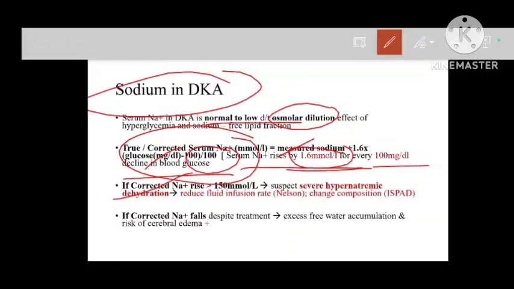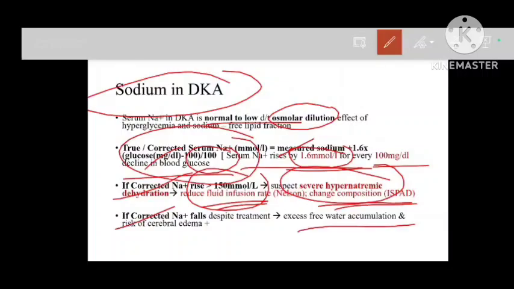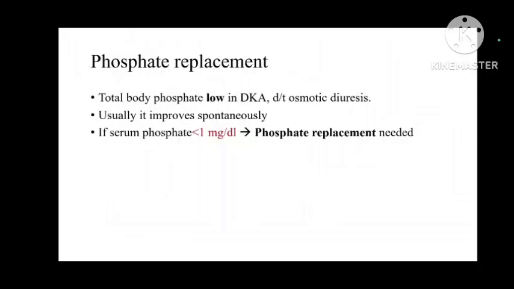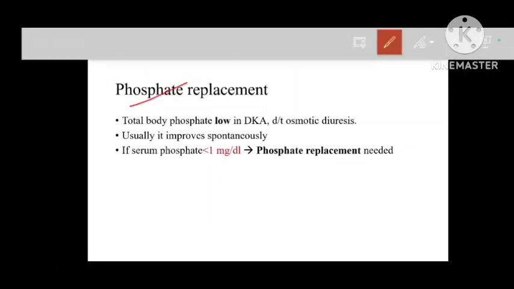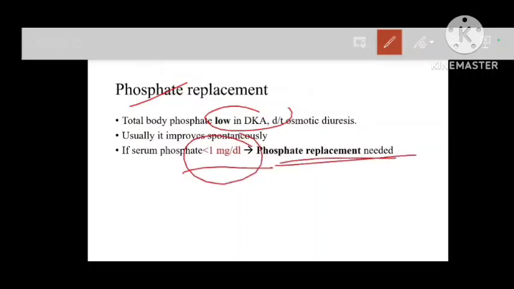If corrected sodium rises to more than 150 millimole per liter, then suspect severe hypernatremic dehydration; reduce the fluid infusion rate or change the composition. If corrected sodium falls despite treatment, excess free water accumulation and risk of cerebral edema is present. Now, phosphate replacement: total body phosphate is low in DKA. If serum phosphate is less than 1 mg per deciliter, then phosphate replacement is needed.